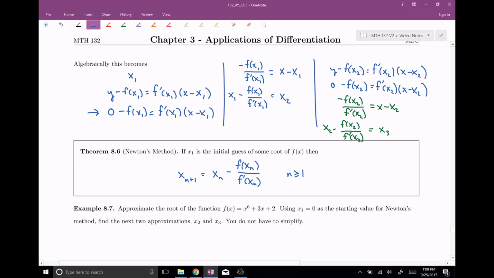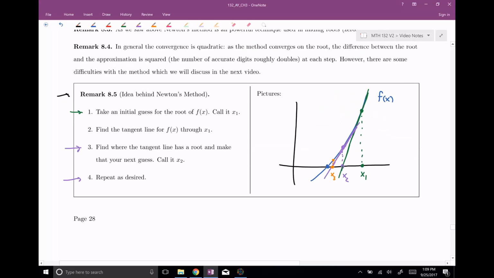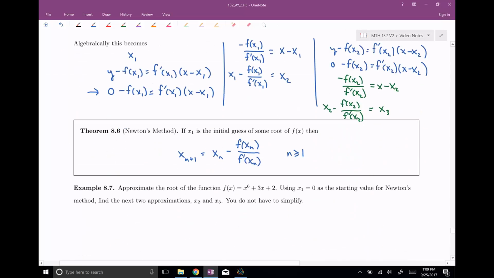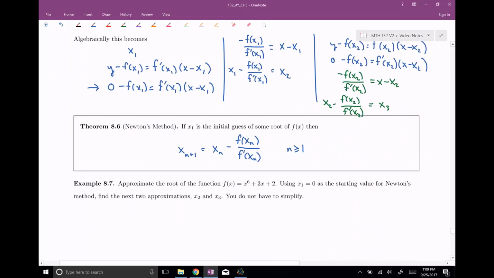But again, I know people are kind of tempted just to memorize this formula right here. It's important to realize what this is doing. And that's kind of why I start with this graph and this picture, right? Of trying to figure out what Newton's method is actually doing. If you just kind of memorize this, it kind of loses something, you know?